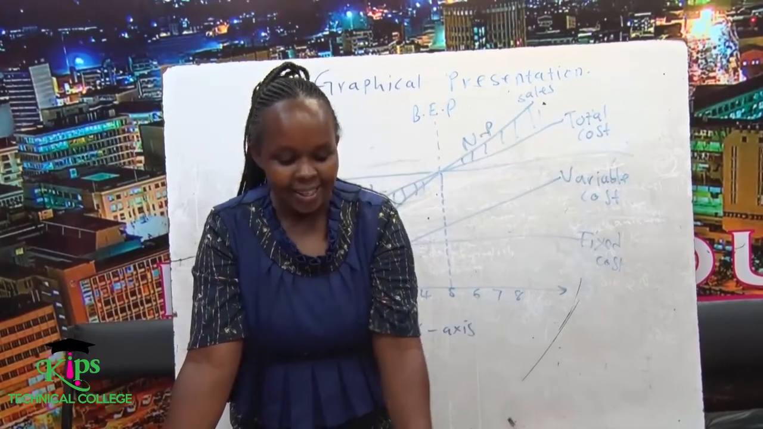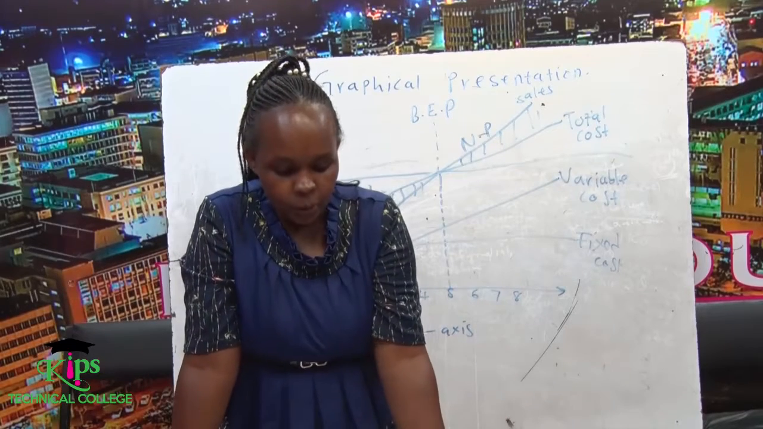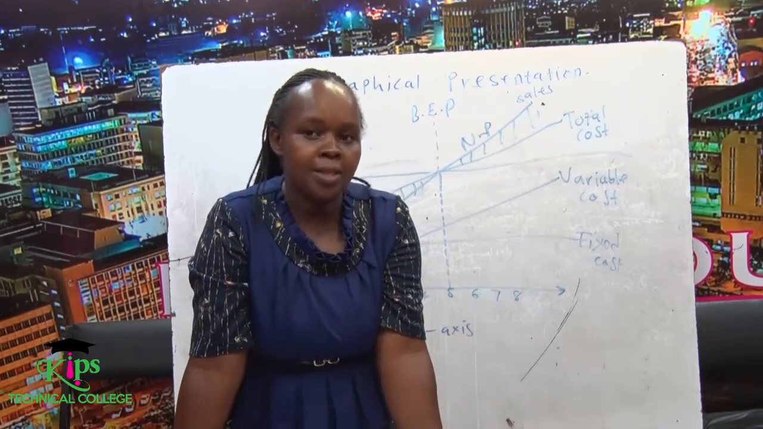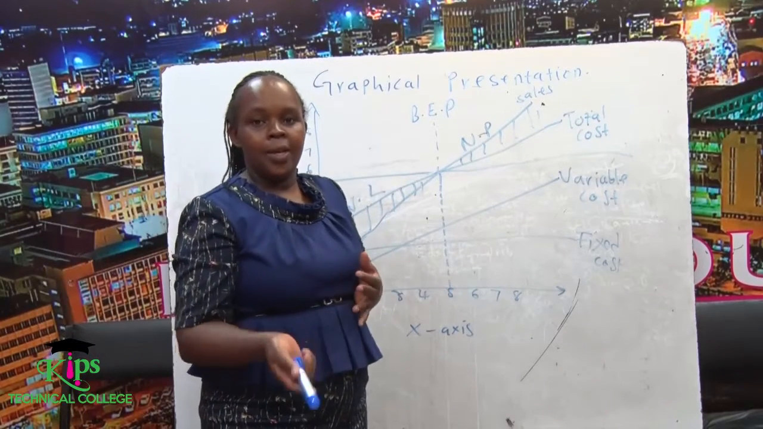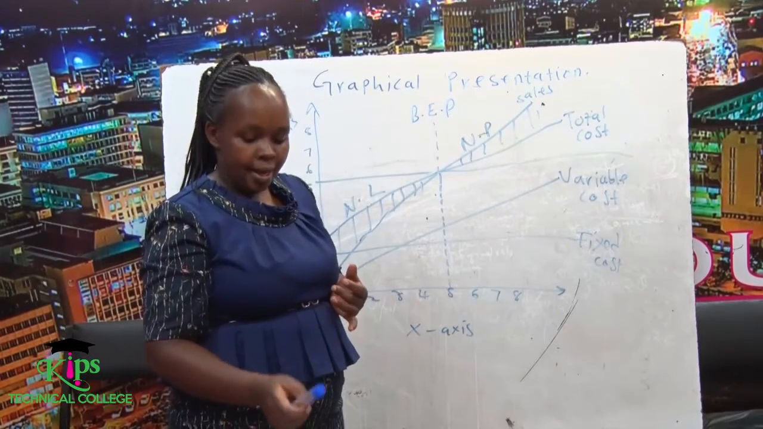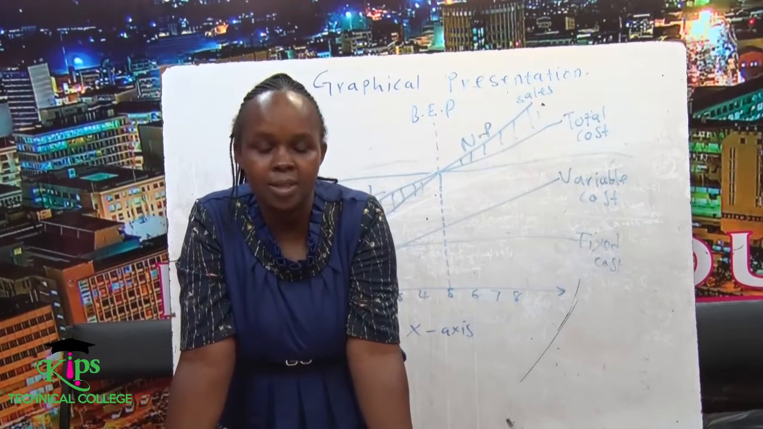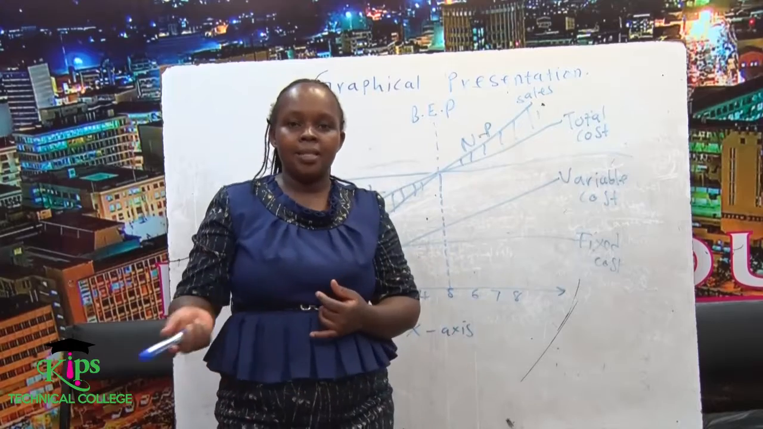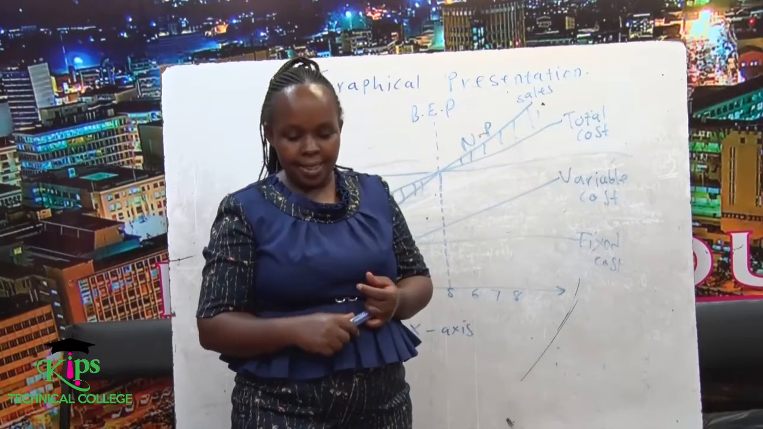Hello learners, I want us today to look at break-even analysis. Earlier we talked about elements of cost, and we said elements of cost are three: we have material cost, labor cost, and overhead cost. When we are calculating total cost, it equals material cost plus labor cost plus overhead cost. Now I want to introduce something called break-even analysis.